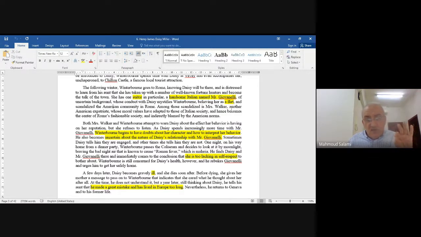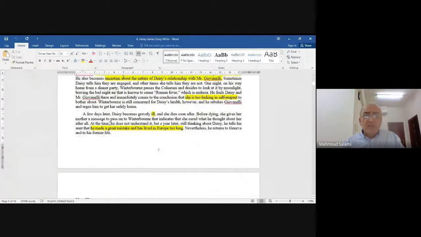Winterbourne is still concerned for Daisy's health, however, as he rebukes Giovanelli and urges him to get her safely home. A few days later, Daisy becomes very ill and she dies soon after. Before dying, she gives her mother a message to pass on to Winterbourne that indicates that she cared what he thought about her. At the time she does not understand it, but a year later, still thinking about Daisy, he tells his aunt that he made a great mistake and has lived in Europe too long.